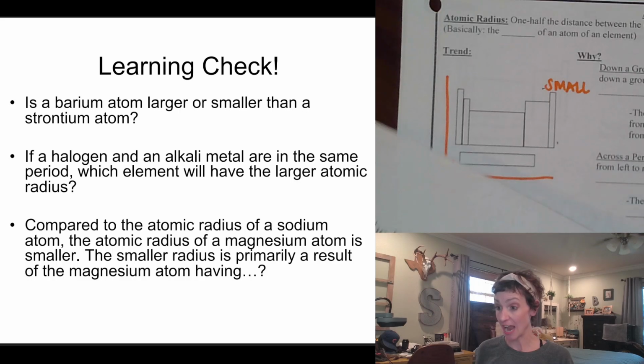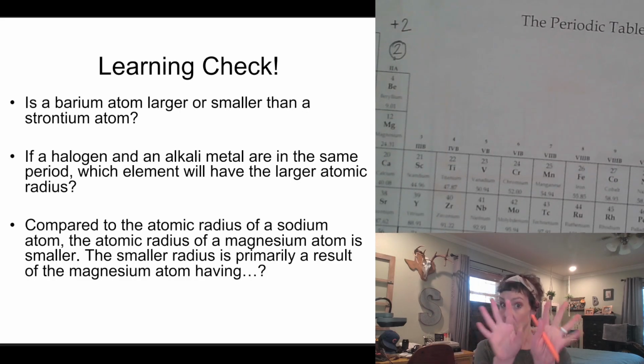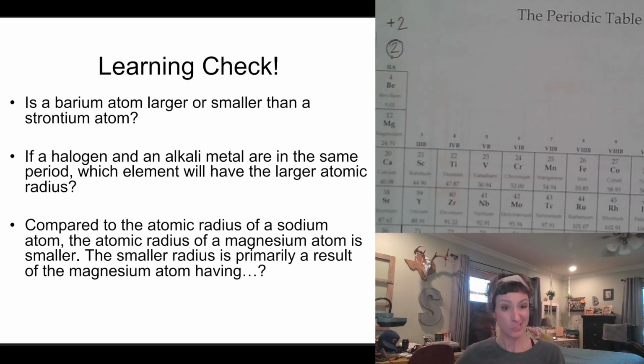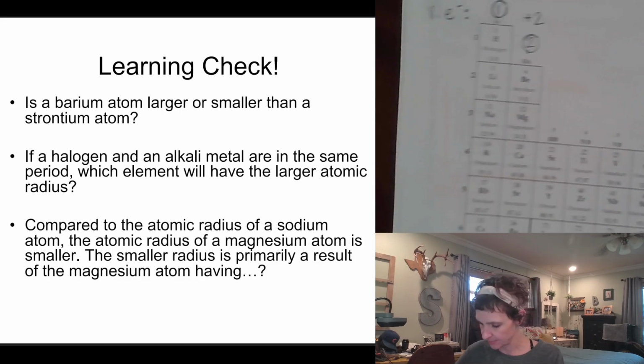If you want to have your actual periodic table up, because I'm not going to show you on my screen where the things are. So it says, is a barium atom larger or smaller than a strontium atom? Well, first of all, I got to find these elements on my periodic table and see if they are in the same group or in the same period or wherever. So, which one is that? Barium and strontium. Let's see.